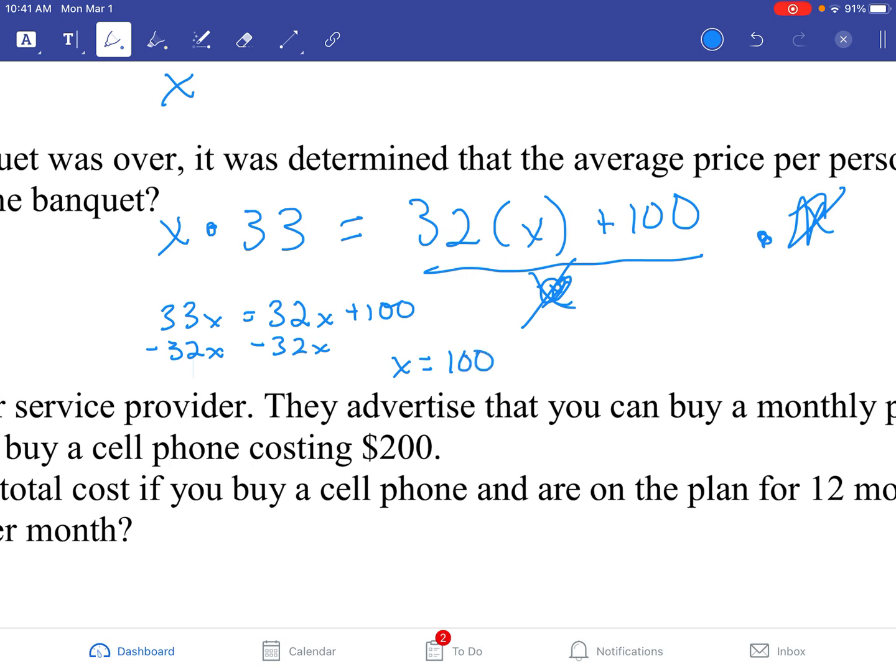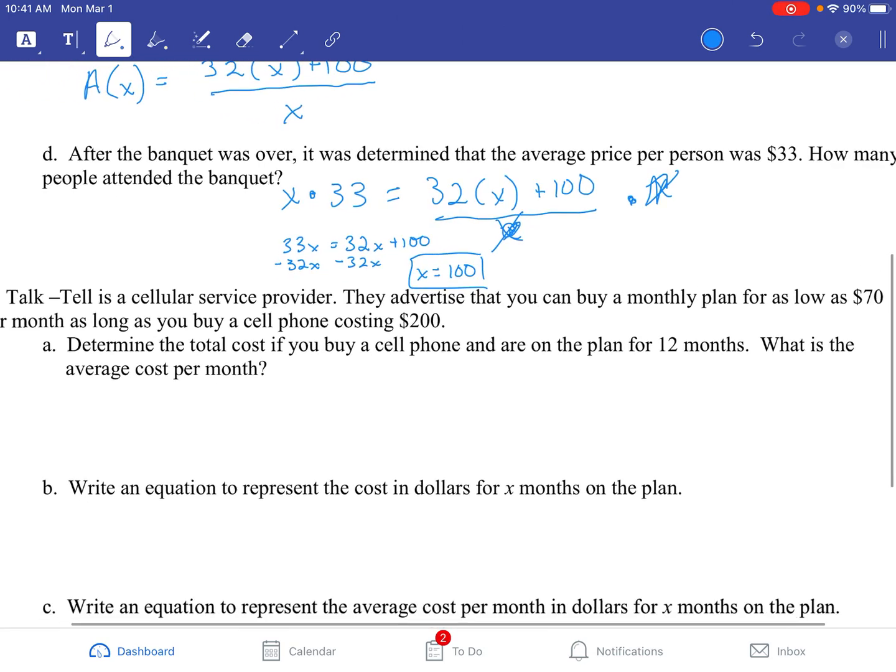So if 100 people came to your banquet, the average cost will be $33. And there you go. That's it. That's all you got to do. All right.